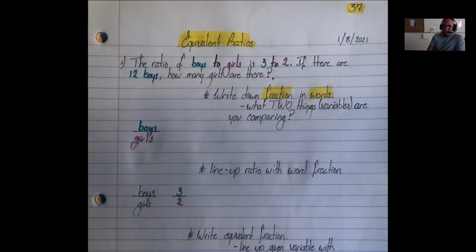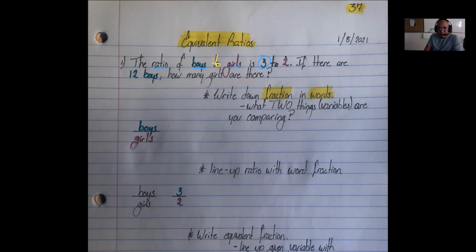Well, let's first identify the important information to see what we're working with. So we're working with a ratio of boys to girls. Remember that when we're working with ratios, the word "to" is extremely important. It denotes the two things that we are comparing. In this case, we're comparing boys to girls.